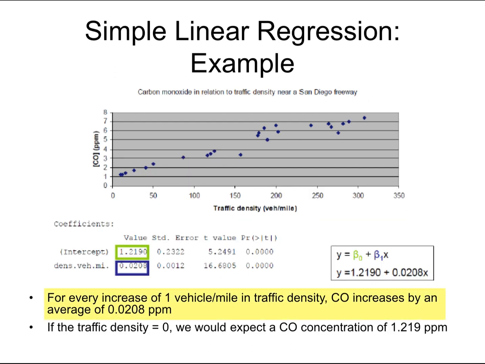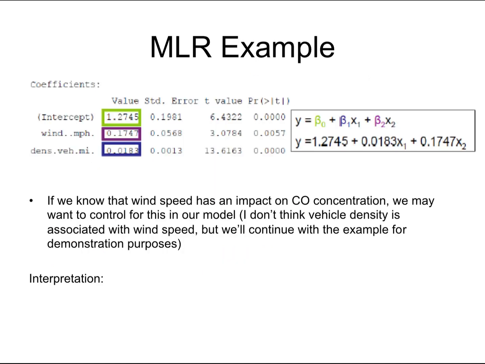Our slope tells us that for every increase of 1 vehicle mile in traffic density, carbon monoxide increases by an average of 0.0208 ppm. Our intercept tells us that if traffic density equals 0, we would expect a carbon monoxide concentration of 1.219 ppm. If we know that wind speed has an impact on CO concentration, we may want to control for this in our model. I don't actually think vehicle density is associated with wind speed, but we'll continue with the example for demonstration purposes.